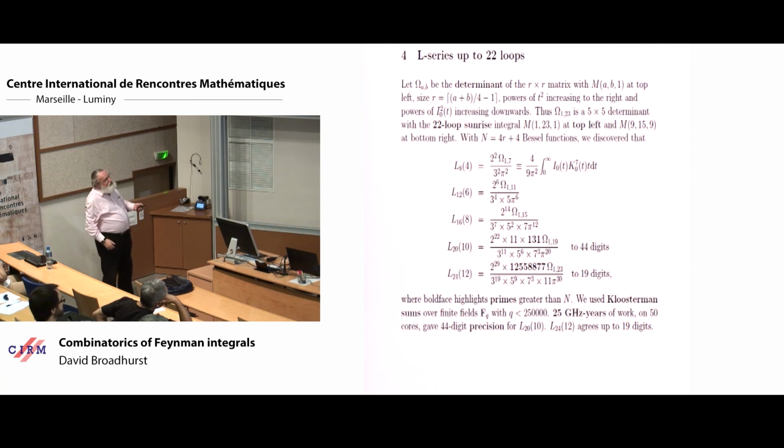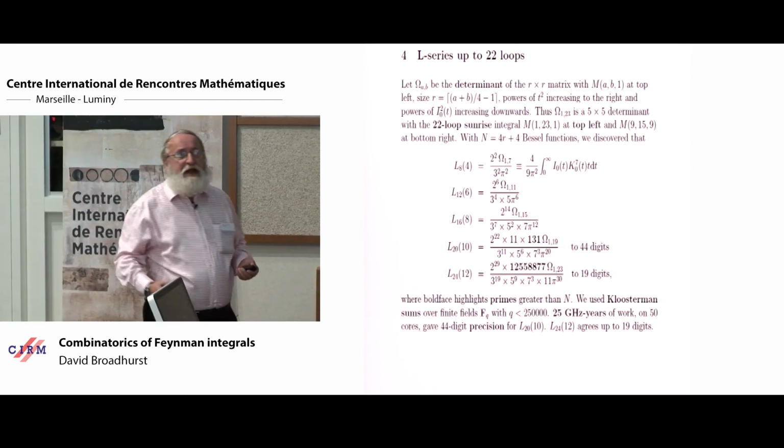But now I just define larger and larger determinants. So this stands for omega 123, meaning put omega 123 at the top left-hand corner, so that's a 24-loop sunrise diagram, and it's a 5 by 5 determinant. And all I do, it's got a power of t in here, all I do is the next element has t cubed, t to the 5th, t to the 7th, and then I go down changing 2 k-naughts into an I-naught. So the next thing going down here would be I-naught cubed times k-naught to the 21. And I then take the determinant of that matrix.